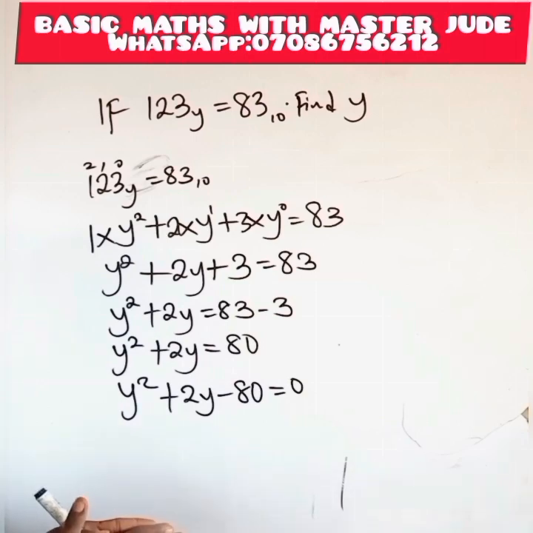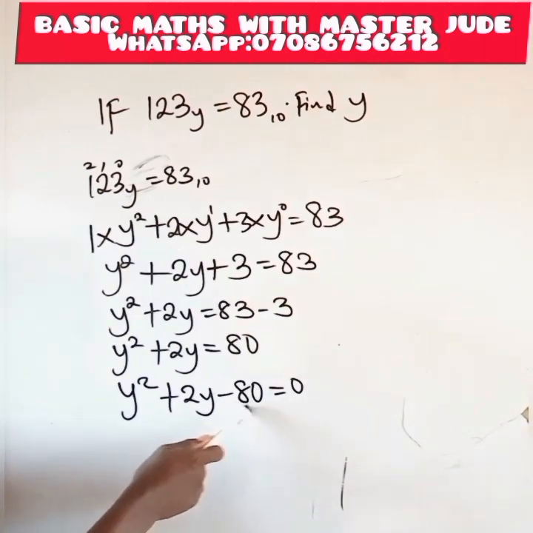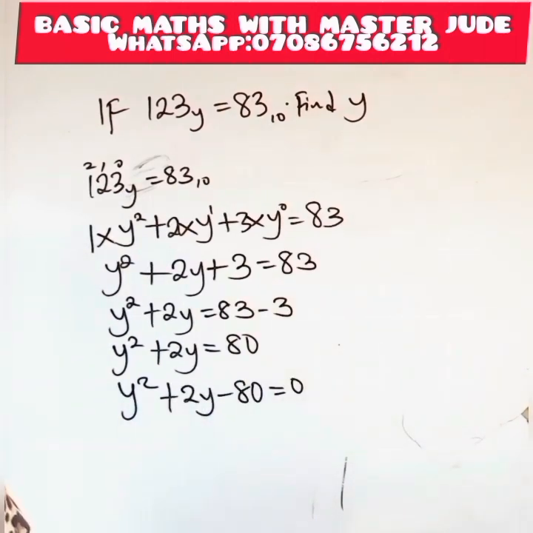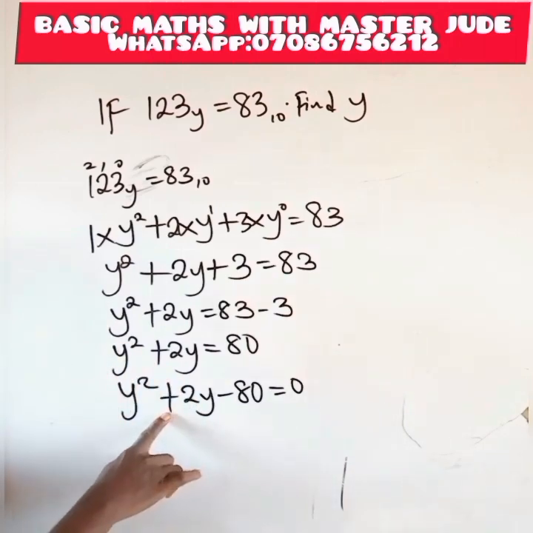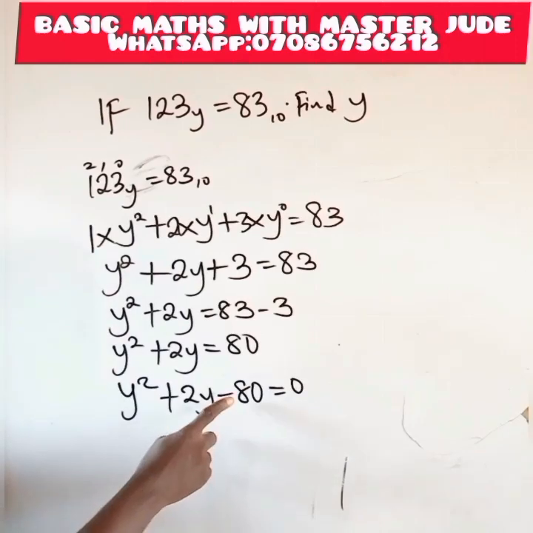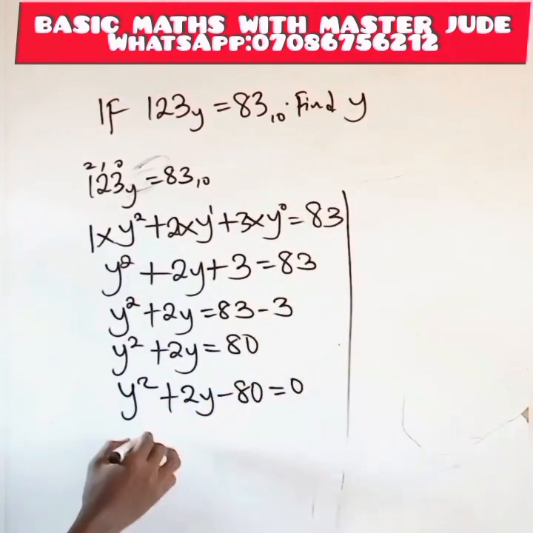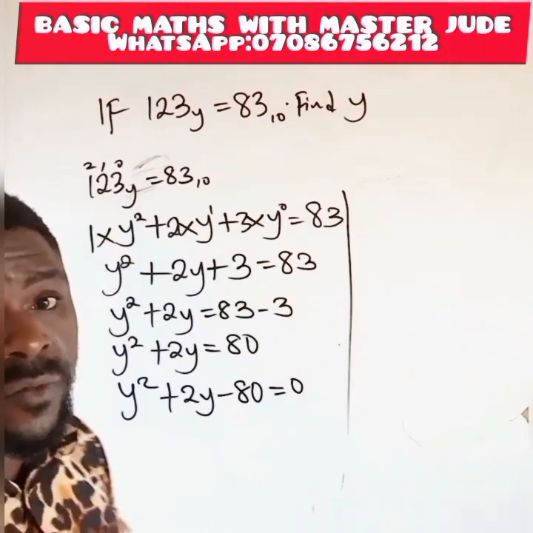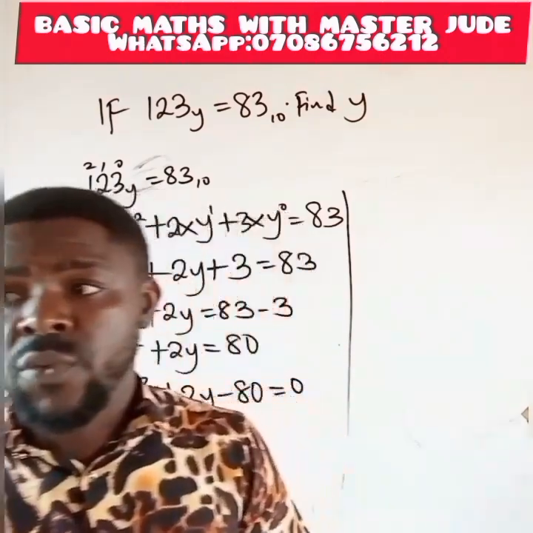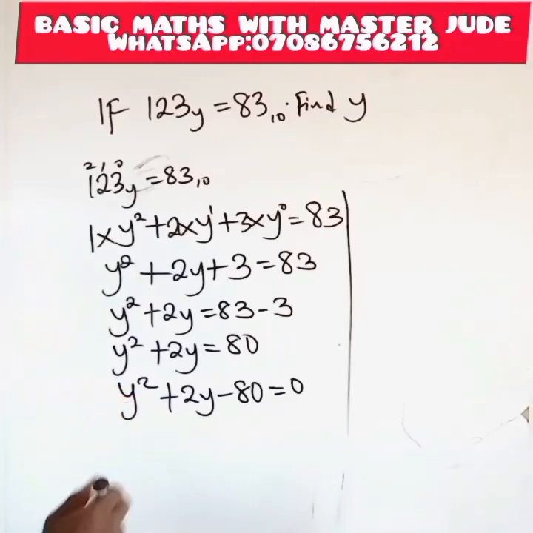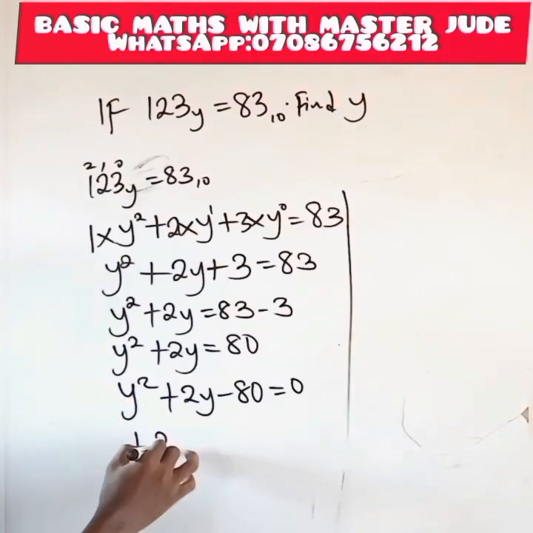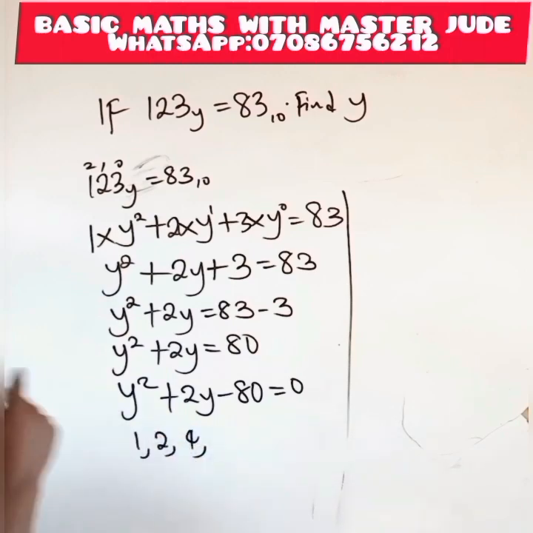Now for us to solve this, we need to use the factorization method. By factorization method, we need to look for the factors of minus 80 that, if you either add or subtract, you are going to get 2, then if you multiply, you are going to get 80. Now what are the factors of 80? What do I mean by factors of 80? Numbers that can divide 80 without a remainder.